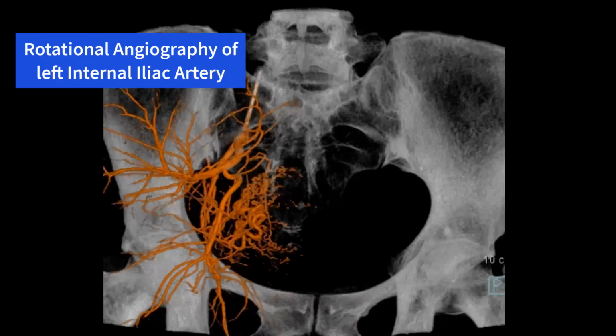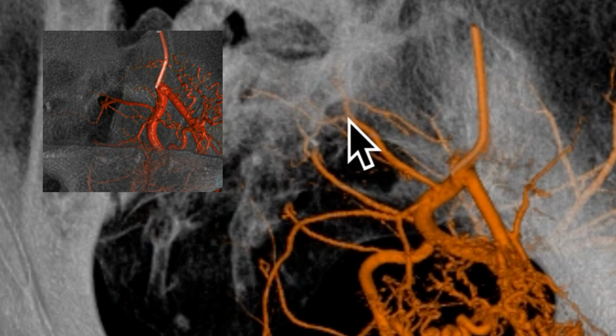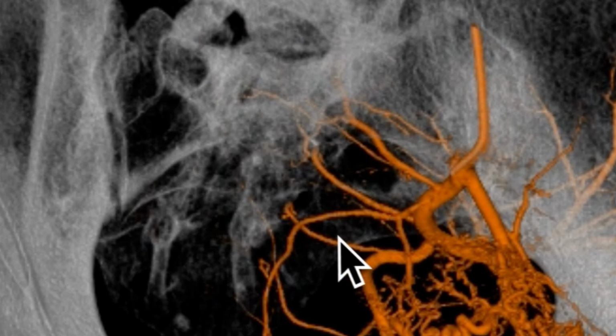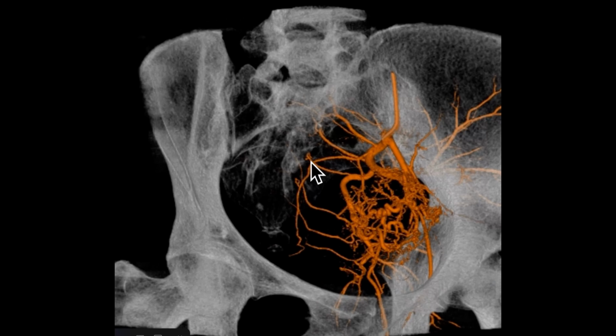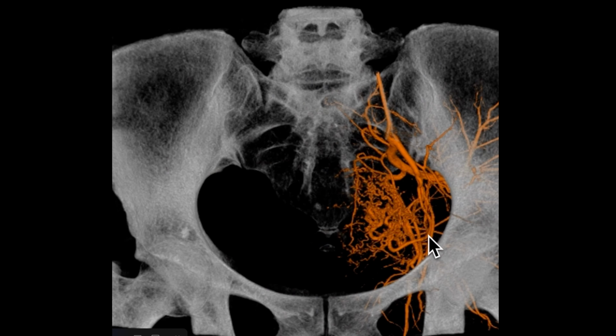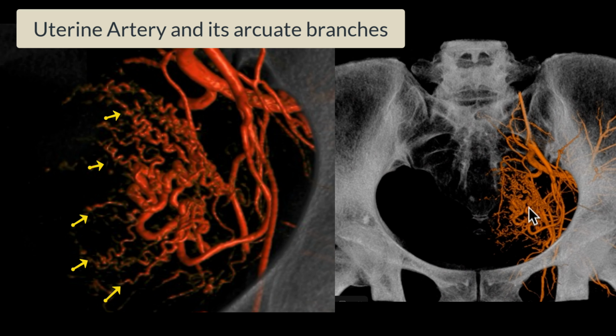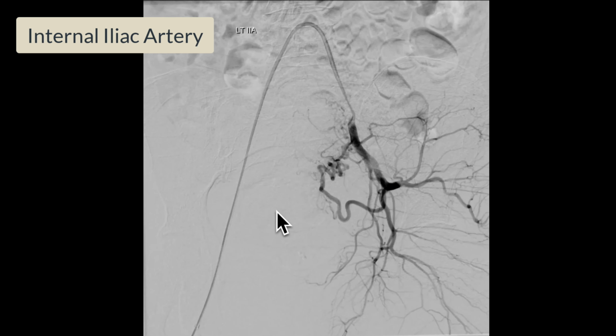Here we could see the iliolumbar artery, the branch of the posterior trunk, which is entering the L5-S1 neuroforamina and supplying the nerve root, and these are the branches arising from the posterior trunk and the inferior gluteal artery, which is supplying the sacral nerve roots. This is the uterine artery, and these are the arcuate branches supplying the uterus.